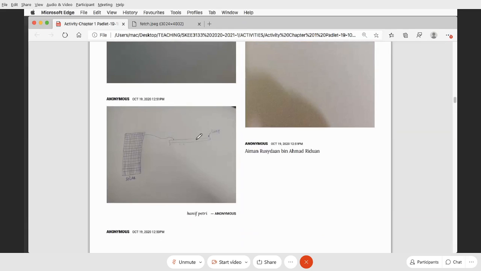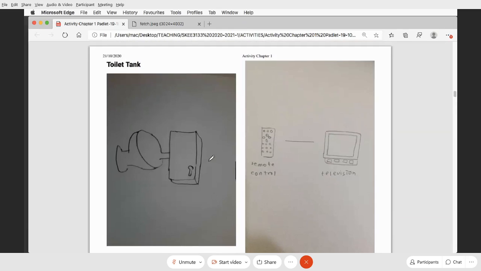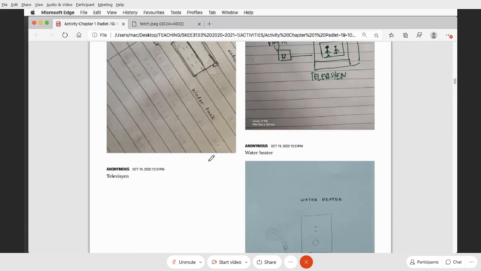This one, solar cell and lamp. I think it's the same function. The solar cell just represents the supply to your lamp.